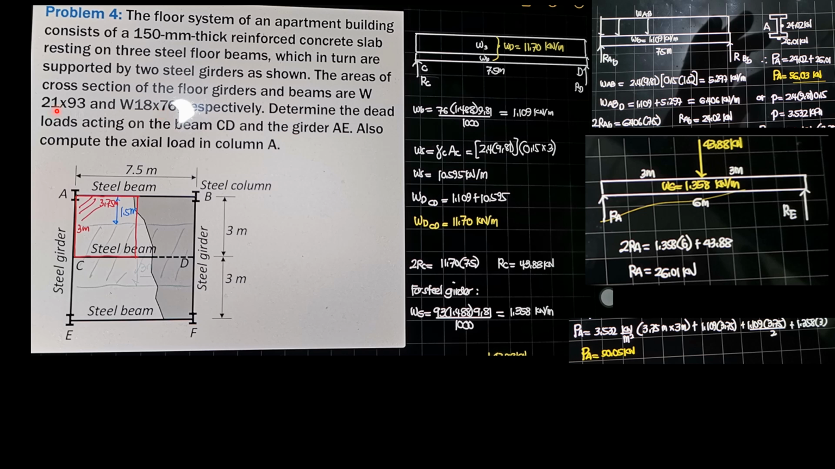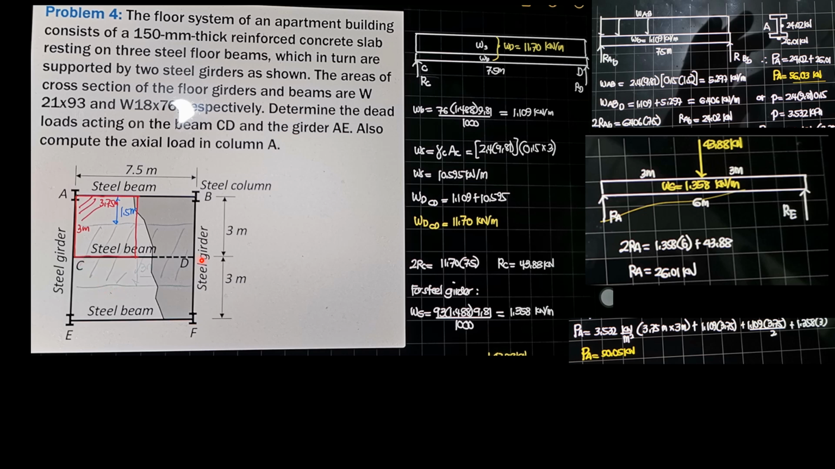These are described in the English system because in the designation, the first number is the depth, so it should be in inches, not in mm, by common sense. Therefore, these are English sections. Determine the dead loads acting on the beam CD and the girder AE. Also compute the axial load in column A.